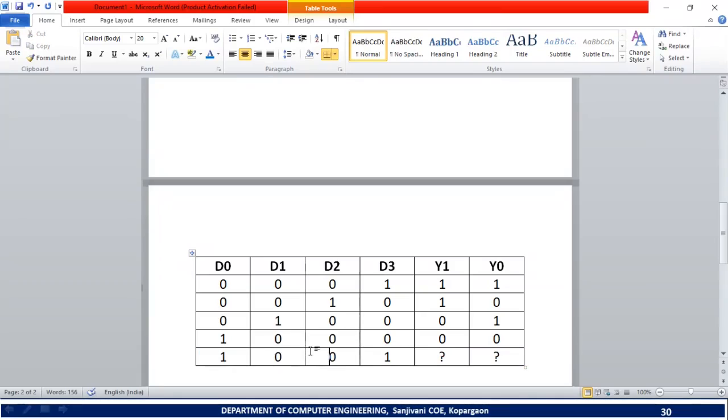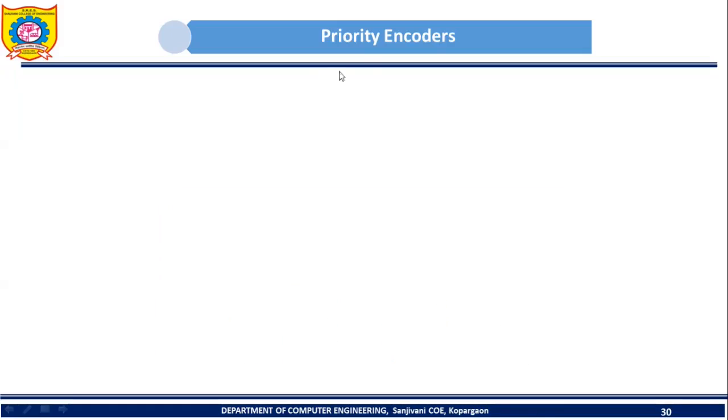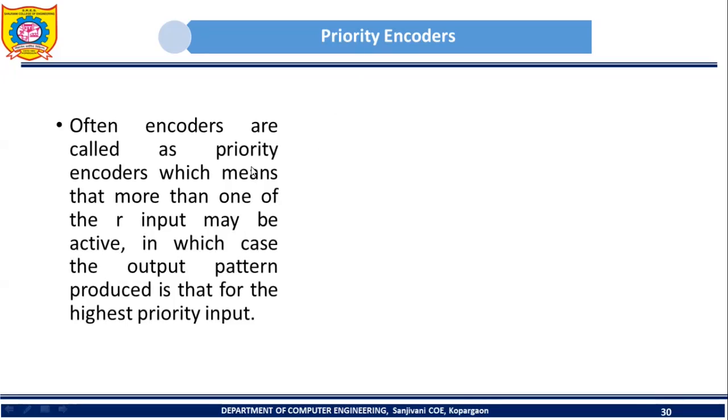So in priority encoder, what is done? The priorities will be assigned to the inputs. So if more than one input is active at a time, then the input which has got the highest priority will be produced as an output. Now I hope you have understood why priority encoders are there. So encoders are often called priority encoders, which means that more than one of our inputs may be active, in which case the output pattern produced is that for the highest priority input.